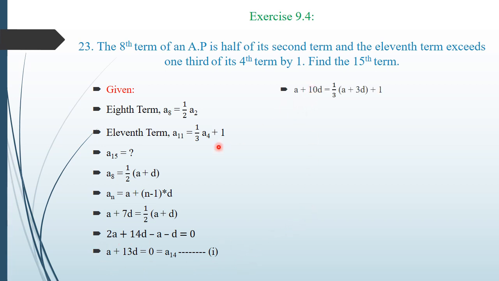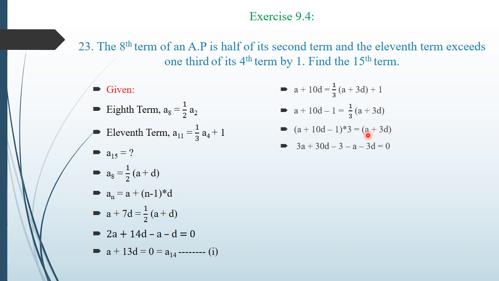Making use of the second equation now, that is the 11th term, a plus 10d is equal to 1 by 3 times the fourth term, that is (a plus 3d) plus 1. Similarly I can write a plus 10d, this plus 1 if I take it to the other side it will be minus 1, is equal to 1 by 3 times (a plus 3d). If I multiply this 3 to the whole equation, it will be (a plus 10d minus 1) into 3 equal to a plus 3d.